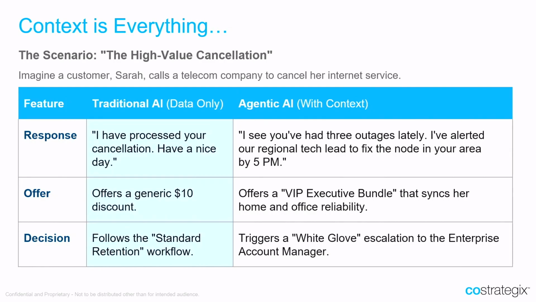That's kind of the likely path it'll take. The agentic with context: I see you have had 3 outages. I've already alerted a regional tech lead to fix the node. That could be a response. Or a VIP executive bundle that syncs our home and office reliably. That could be a response.